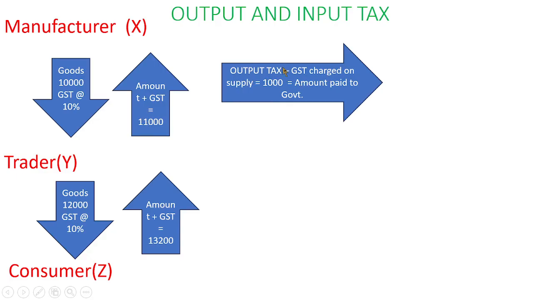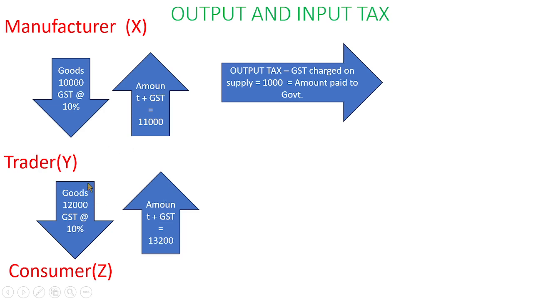So what is output tax? Output tax is nothing but GST charged on supply. So in this case, manufacturer X sold goods to Mr. Y and collected 1,000. So for the manufacturer, it's a liability towards the government, means he has to pay 1,000 rupees to government. So it is called output tax liability. So he should pay the amount to government.